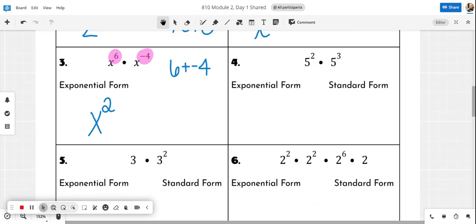Okay, let's do the same thing with number 4. So again, checking my base. Yes, my bases are both 5. So my base will still be 5. Looking at my exponents, I'm going to add 2 plus 3. 2 plus 3 is 5. Putting this in our Desmos calculator, so I have 5, I'm going to hit that function button, a to the b power, and then 5. You get 3,125.